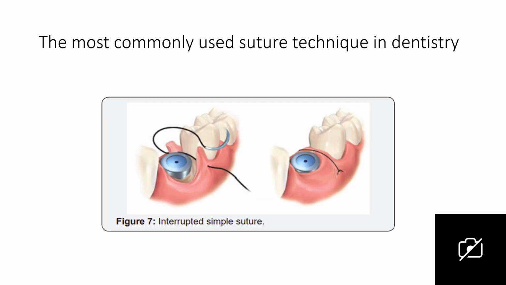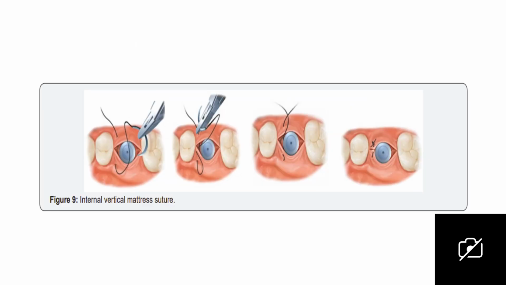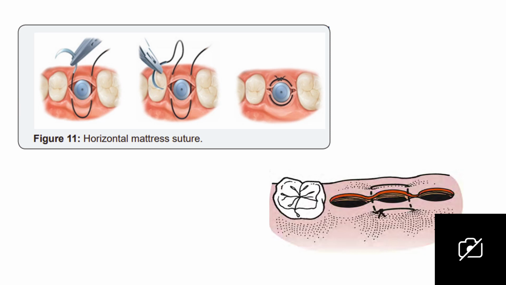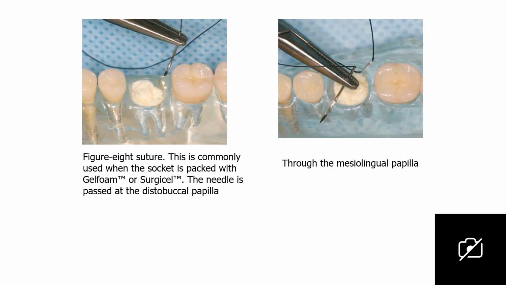The most commonly used suture technique in dentistry is the simple interrupted suture as shown above. Then you have the internal vertical mattress suture. Then you have the horizontal mattress suture. It is usually used for sockets after extraction.